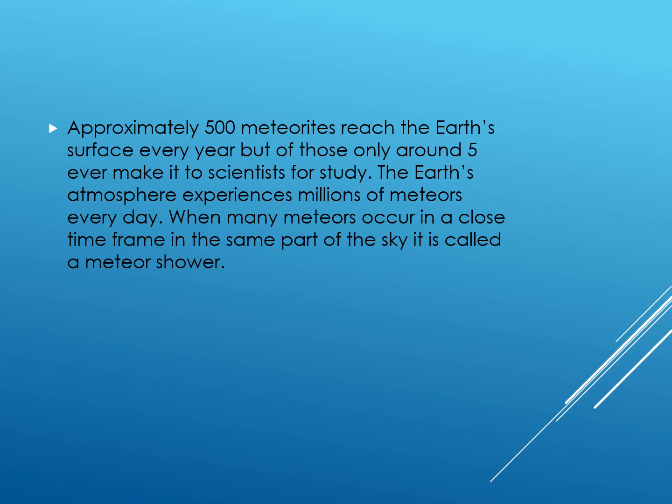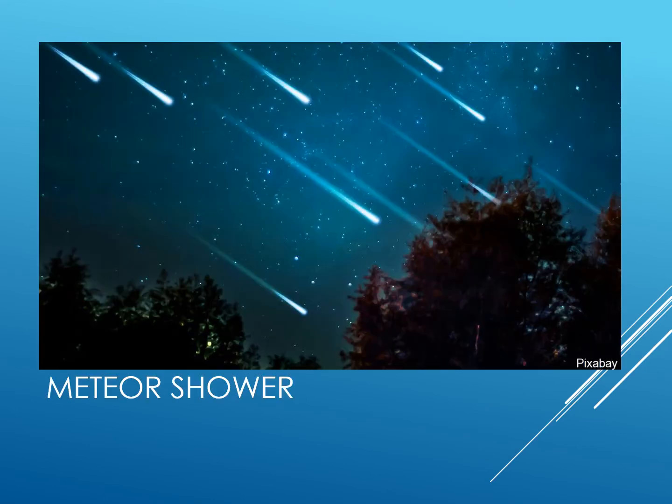Approximately 500 meteorites reach the Earth's surface every year, but only around 5 ever make it to scientists for study. The Earth's atmosphere experiences millions of meteors every day. When many meteors occur in a close time frame in the same part of the sky, it is called a meteor shower. This is an example of a meteor shower.